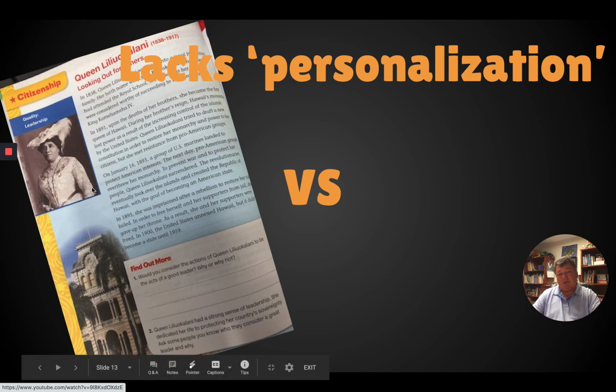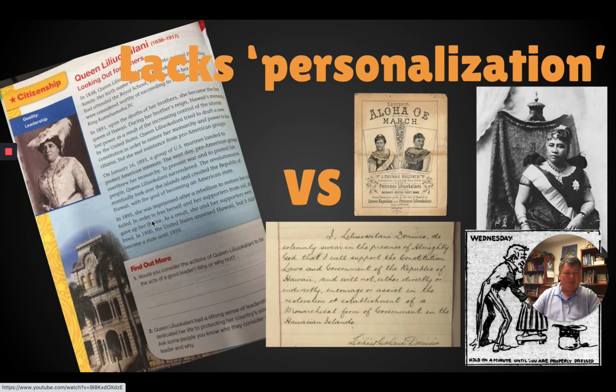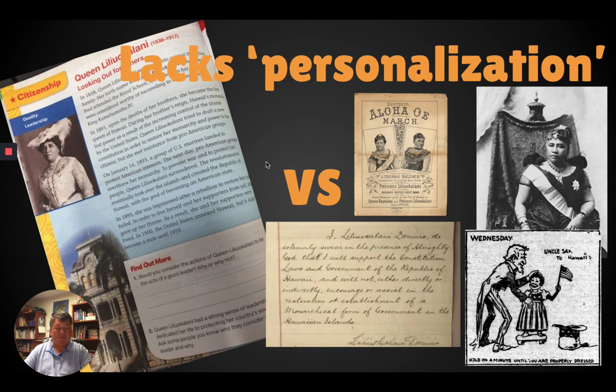Here's a textbook with a great 3 paragraphs, 4 paragraphs about Hawaii and our queen. And I'm like, it's not really great personalization. This was written for kids all throughout the U.S., and for me it would seem a lot better maybe to use some primary sources as we discuss the Queen and her contributions to the state of Hawaii. So that lack of personalization.